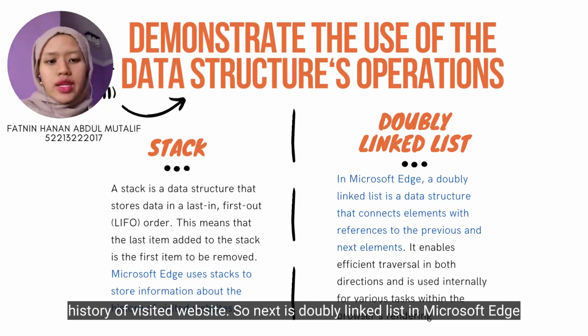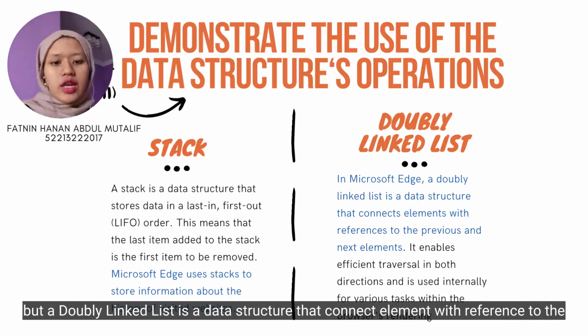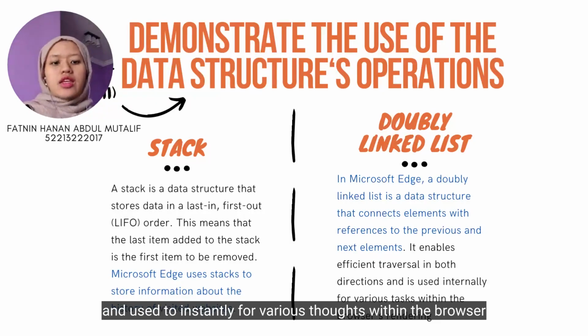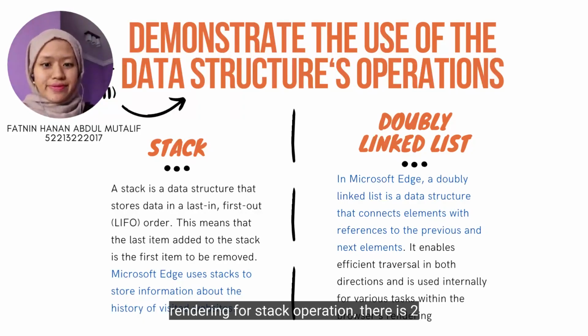Next is the doubly linked list. In Microsoft Edge, a doubly linked list is a data structure that connects elements with references to the previous and next element. So it enables efficient traversal in both directions, and is used internally for various tasks within the browser rendering.